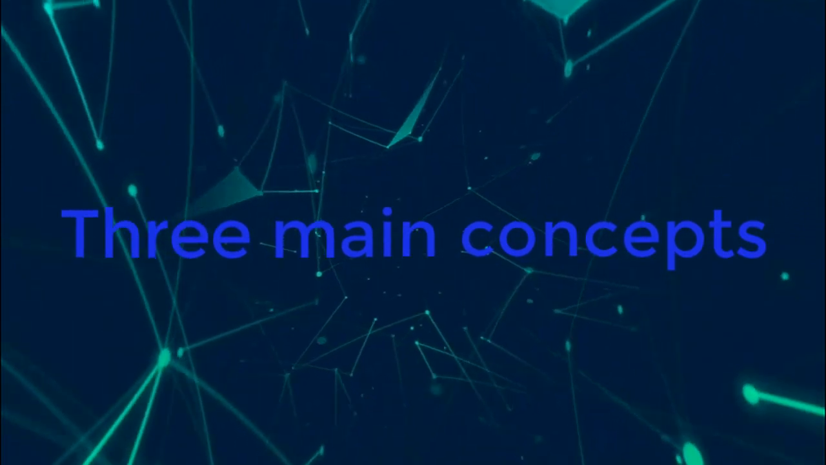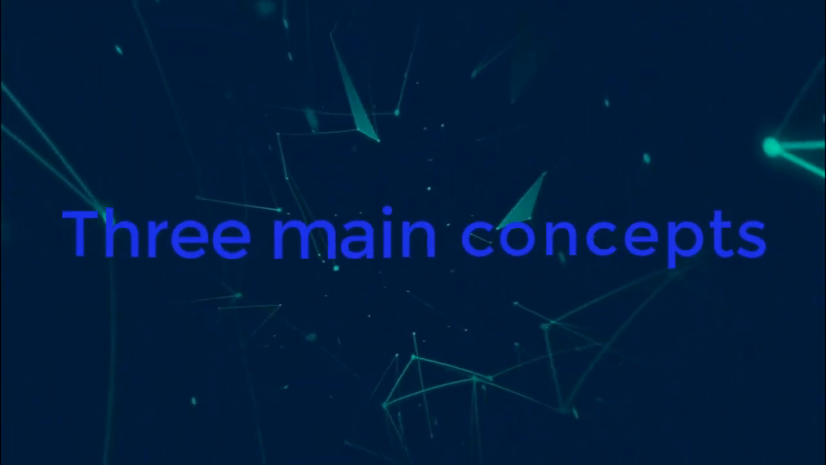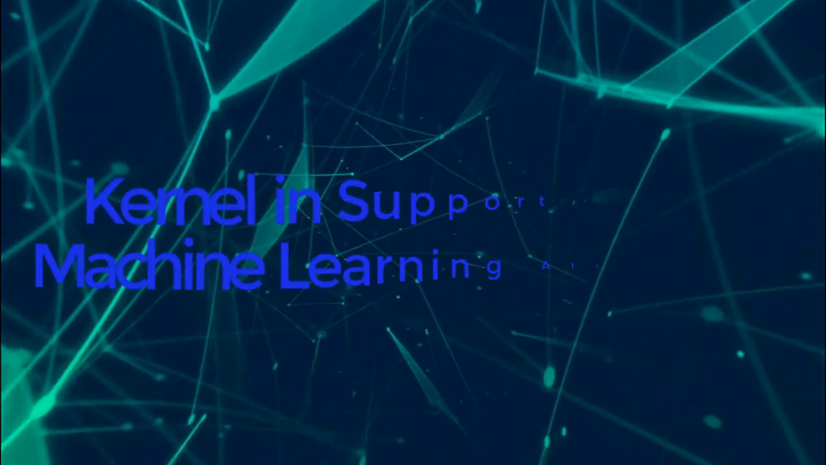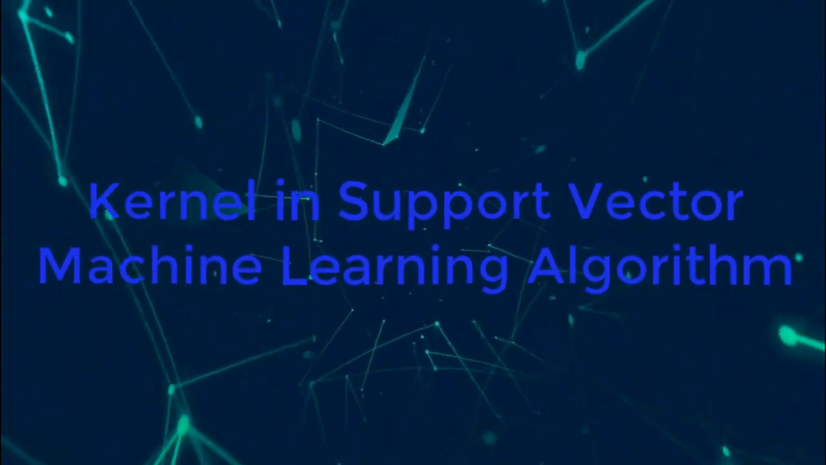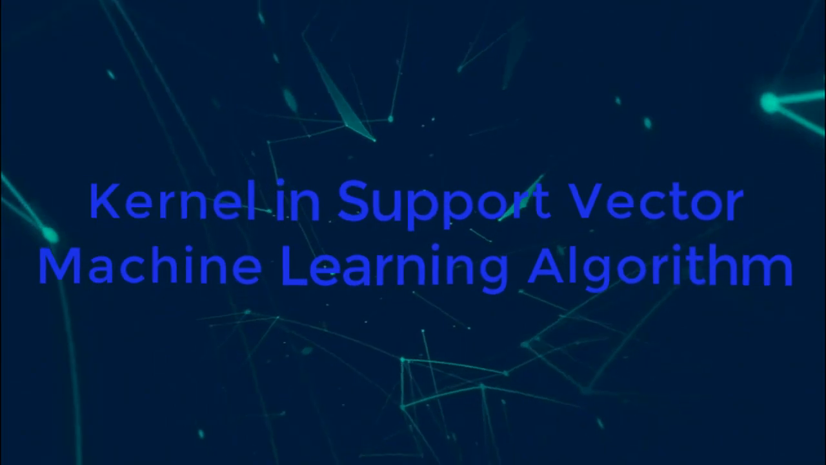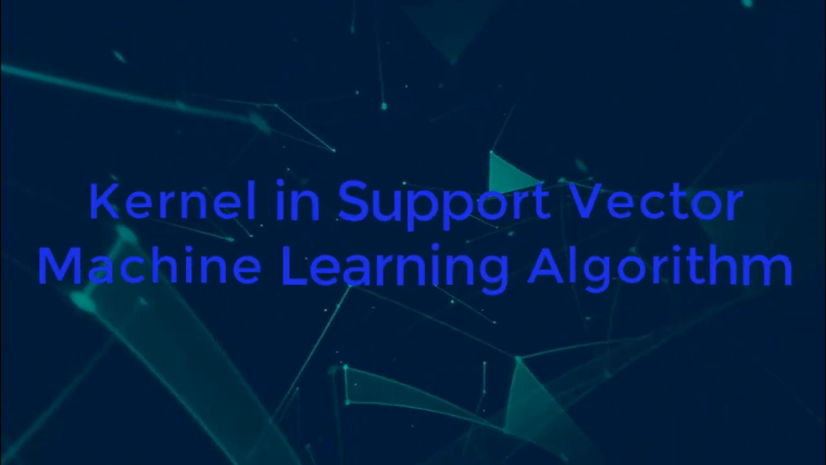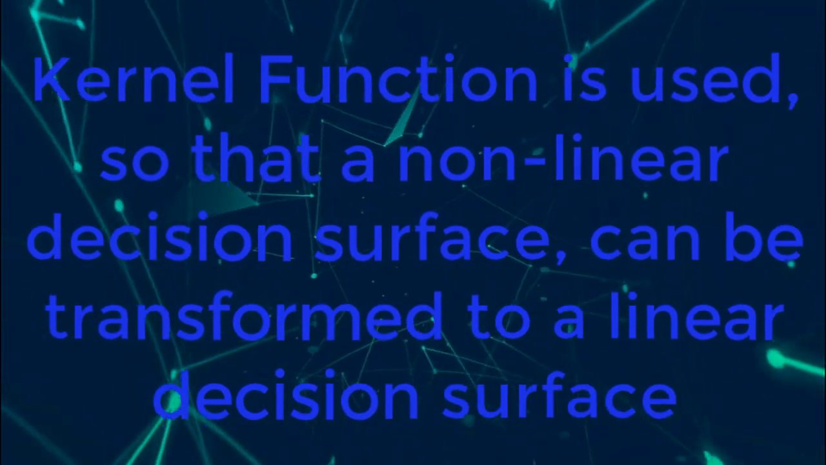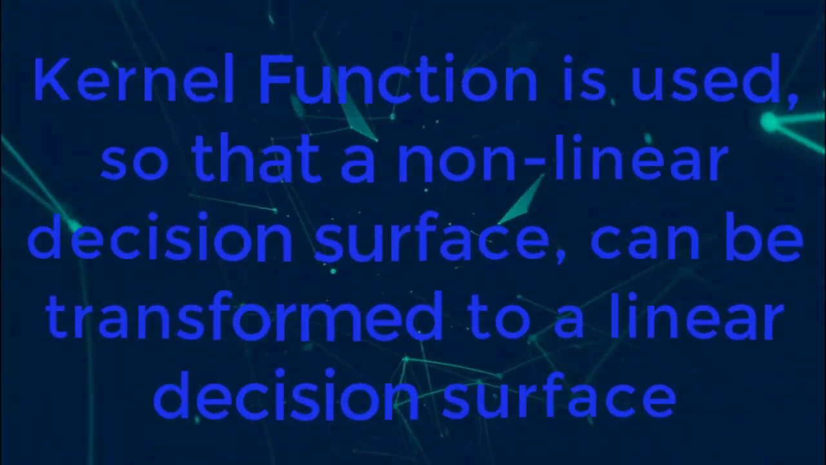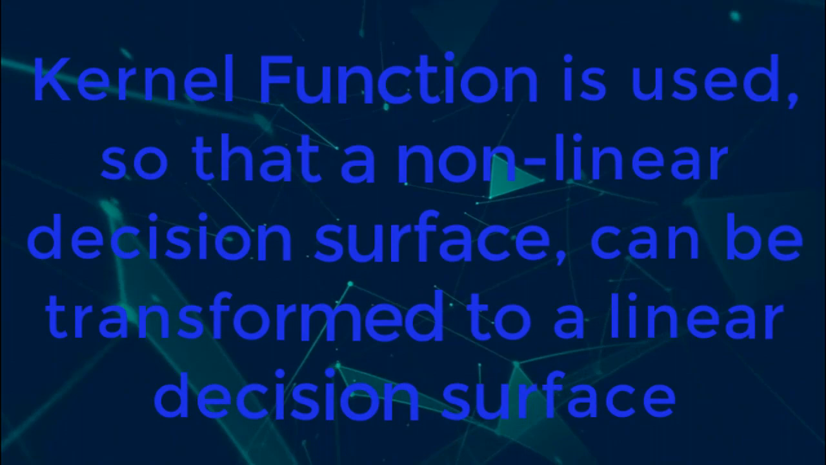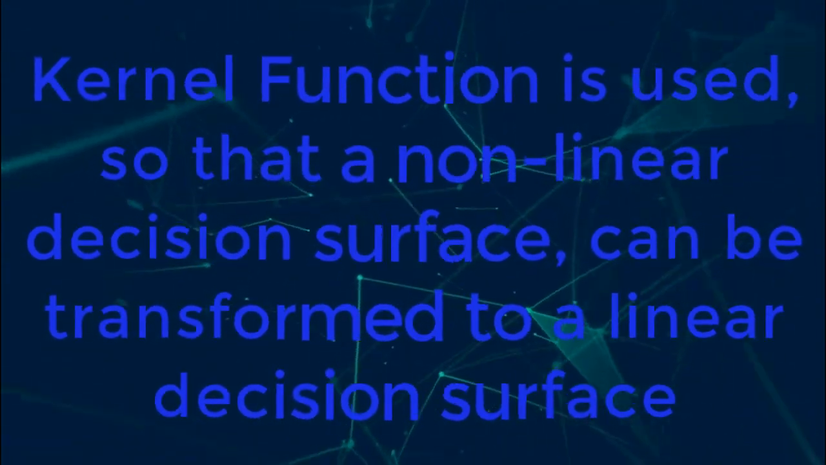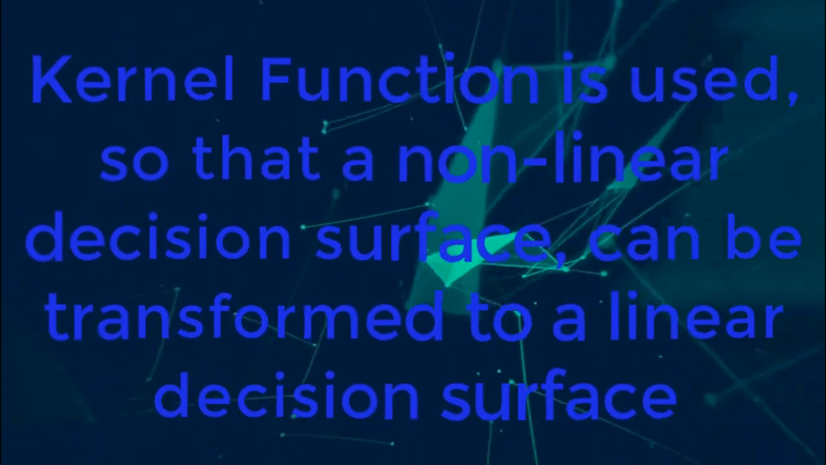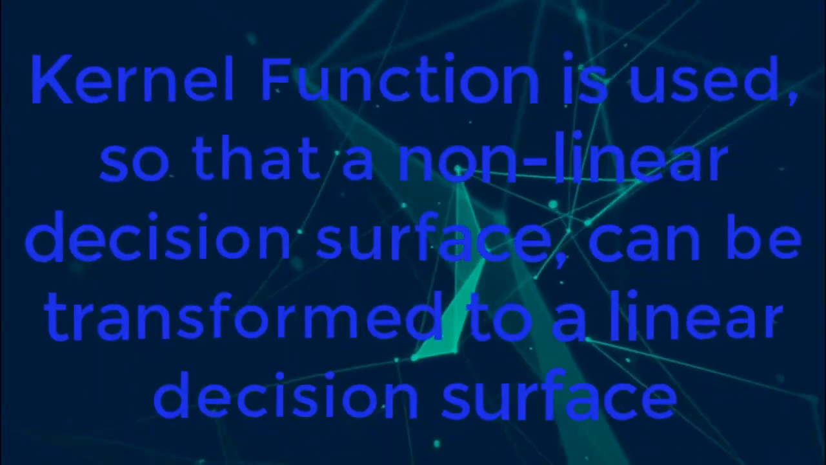Before we proceed further, we should discuss three main concepts used in this tutorial. The first concept is the kernel in the support vector machine learning algorithm. A kernel is a function used to take data as input and transform the data into the required format for further processing. A kernel function is used so that a nonlinear decision surface can be transformed to a linear decision surface in a higher dimensional space.